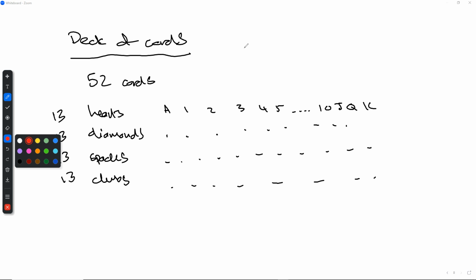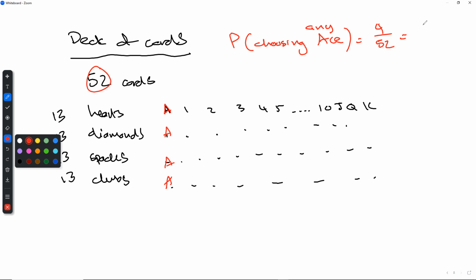And so, for example, they ask you the probability of choosing an ace, any ace. Well, we have 1, 2, 3, 4 aces over here. And we have a total of 52 cards. So the probability will be 4 out of 52, which, divided by 4, is 1 out of 13. And that would be the probability of that.